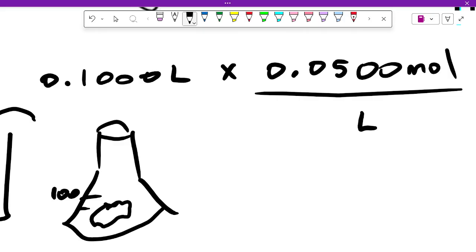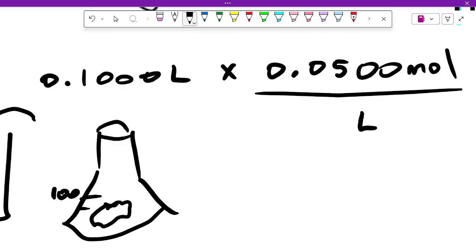Because Erlenmeyer flasks are big and wide. What is the problem with them being big and wide? It won't be as accurate. So can we think of something that would be less big and less wide? The tube. What kind of tube? I don't know what it's called.